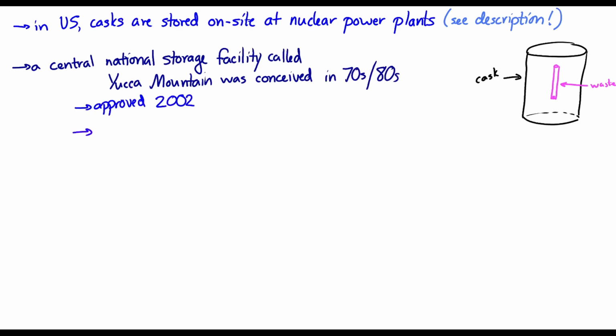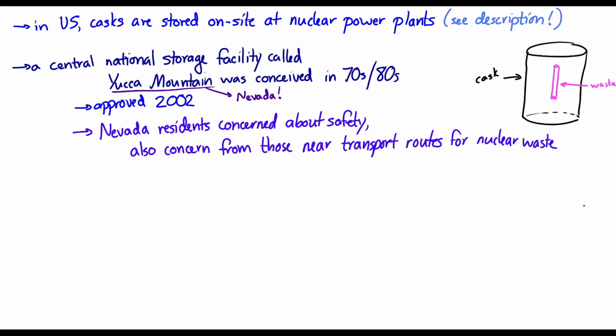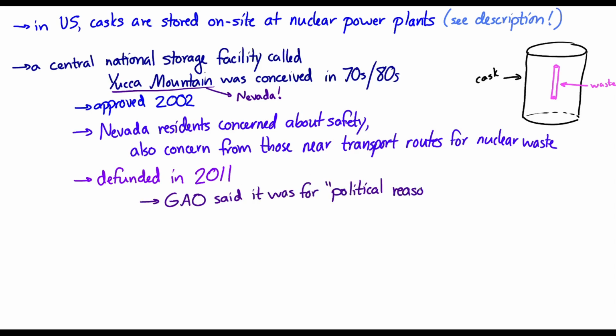However, this was supposed to happen in Nevada, but Nevada residents were quite concerned about the safety of this. There was also concern from people who were going to live near the transportation routes for the nuclear waste. And the project was defunded in 2011. The Government Accountability Office declared that it was defunded because of political reasons, but it depends on who you ask.